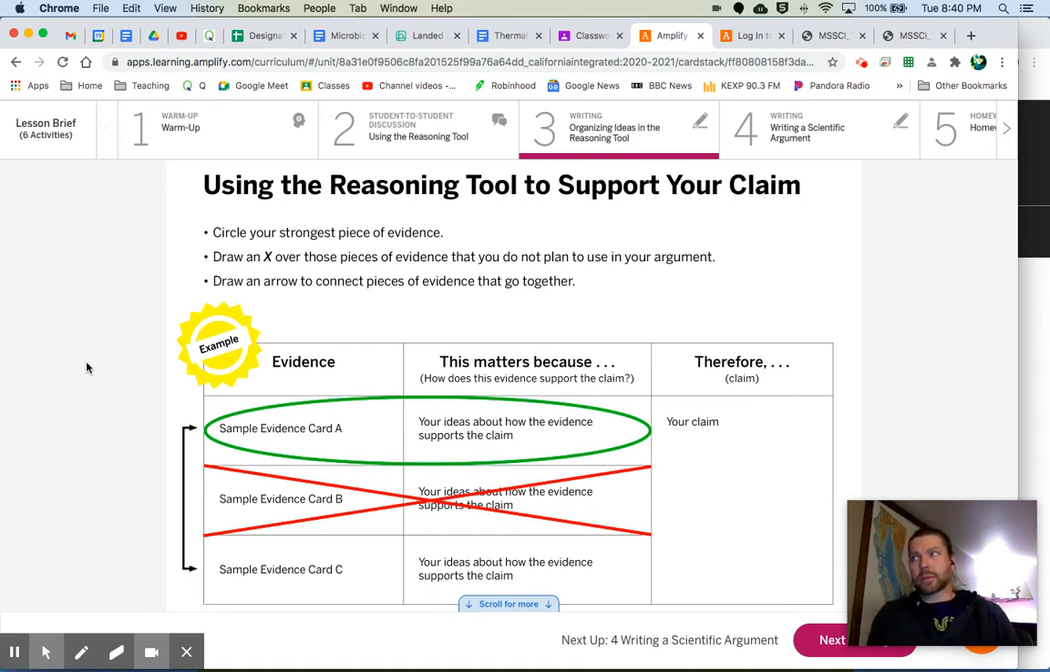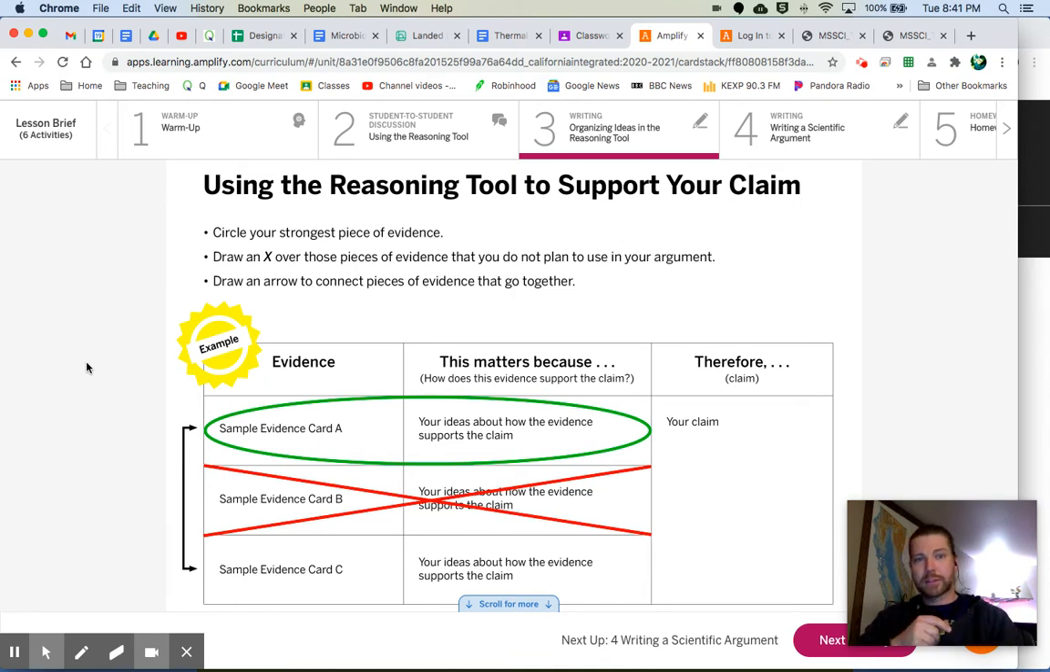Next, they want us to evaluate our reasoning tool. Now, the whole point here is they really want you to distill your argument. They want you to only have the pieces of evidence and reasoning that you feel really support your argument. Because maybe as you were trying to get three pieces of evidence, you thought, well, this one kind of supports it, I guess. But I don't feel like it's as strong as this one right here. Well, that's fine. Pick which ones you think really strongly support your argument and go with those. Those are the ones that we are going to put into our final argument.